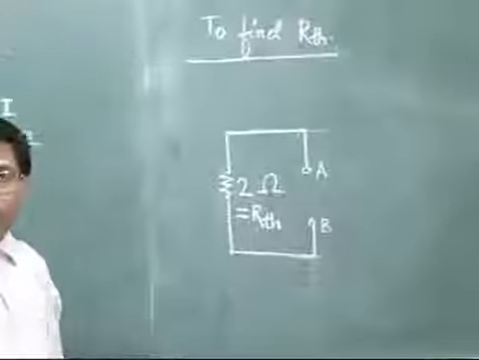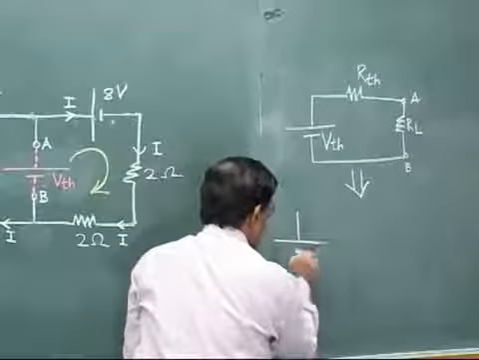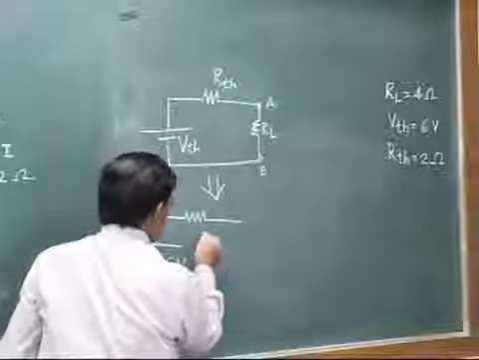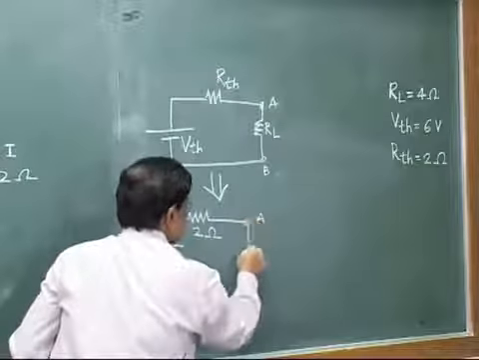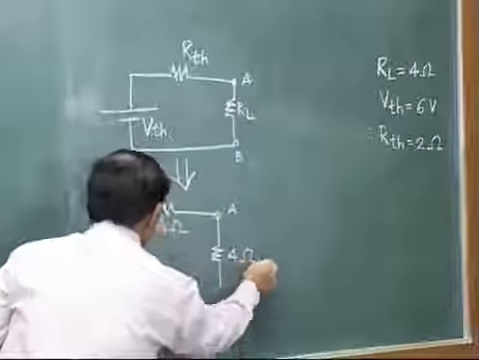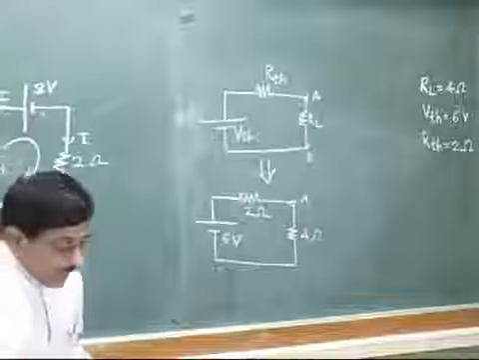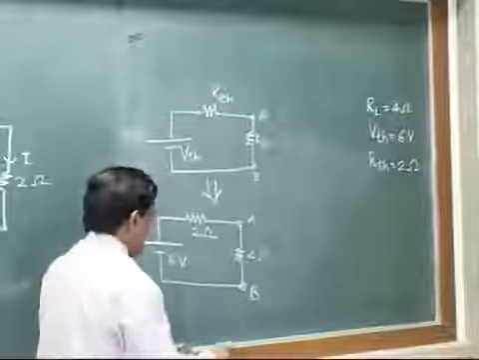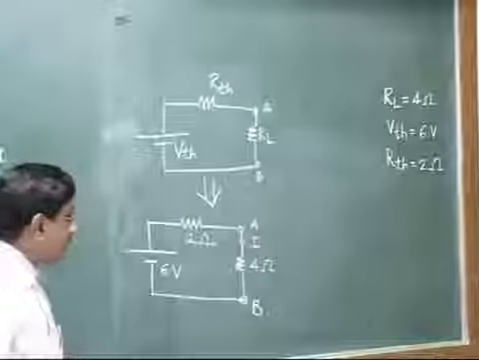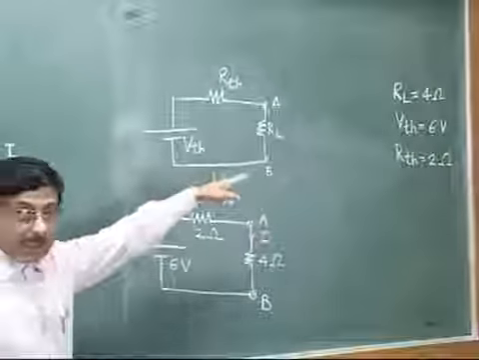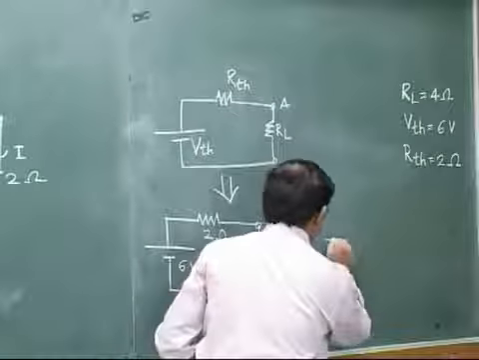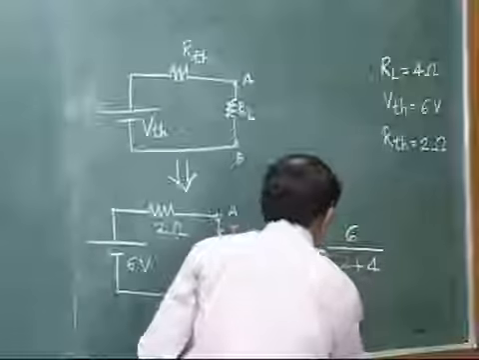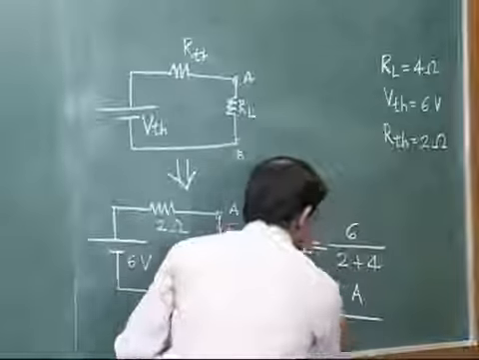And now the last step, to calculate the current. Our given circuit will finally result in this: VTH value we have got as 6 volt, RTH value we have got as 2 ohm, and our load resistance as defined in the problem was 4 ohm. So this is the circuit. And finally the current flowing in the given load resistance, if I show it with I, simply using Ohm's law, what will be I? I will be VTH divided by RTH plus RL. So I will be equal to 6 divided by 2 plus 4. So 6 by 6 is 1 ampere. So this will be the answer.